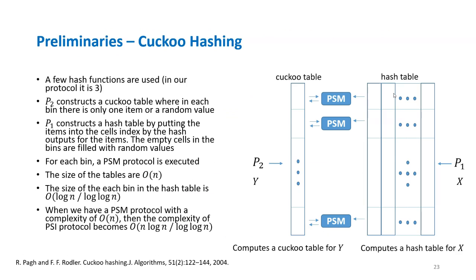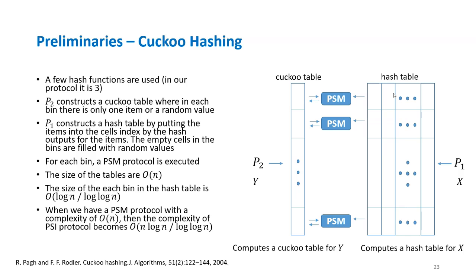Cuckoo hashing is a primitive that allows mapping items of a set to the bins in a table, where there is at most one item in each bin. This primitive employs a few hash functions that map the items to the bins of the table. The number of bins, that is, the size of the cuckoo table, is O(n).